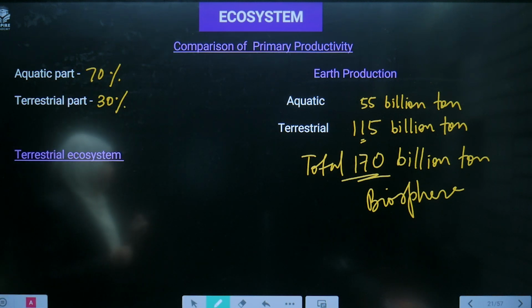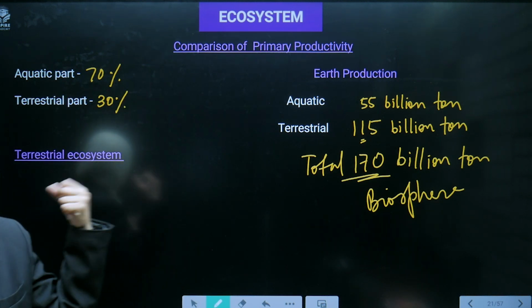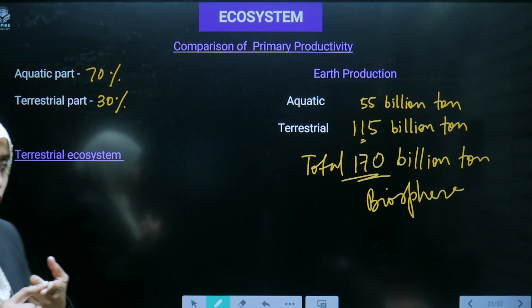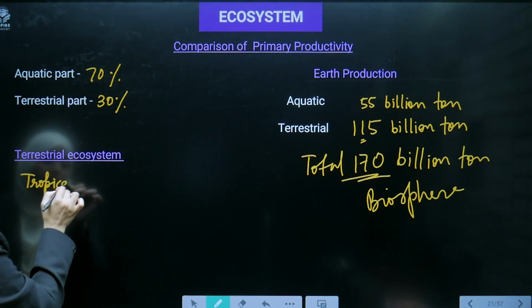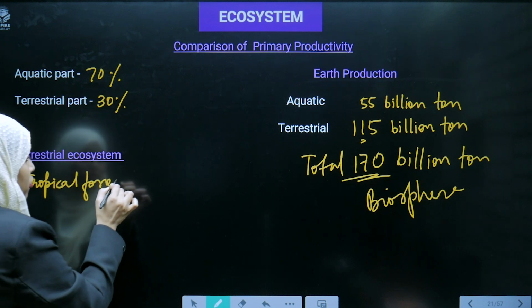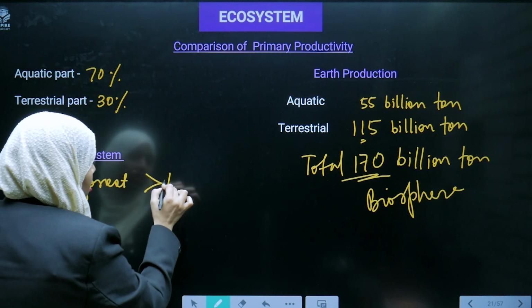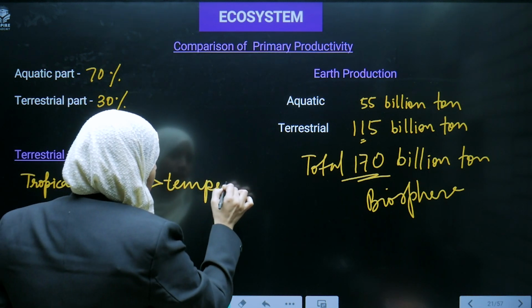Okay, so terrestrial ecosystem. If we see terrestrial ecosystem, examples can be tropical forest, temperate forest, even temperate forest.